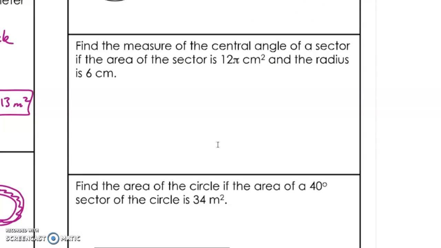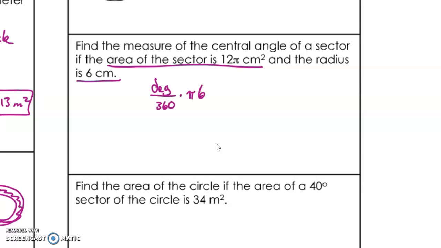All right, this one is a little different because it says find the measure of the central angle. So they want the angle of a sector if the area of the sector is 12 pi centimeters squared and the radius is 6. So basically, we don't know the degrees.